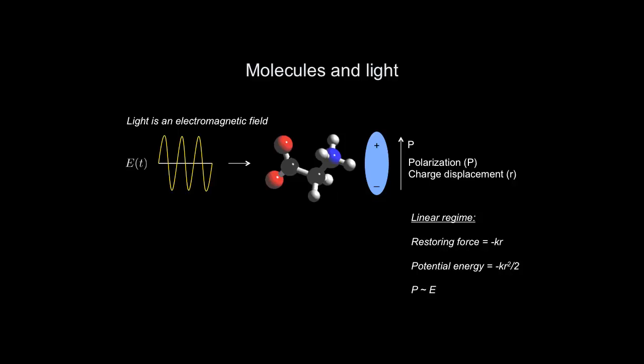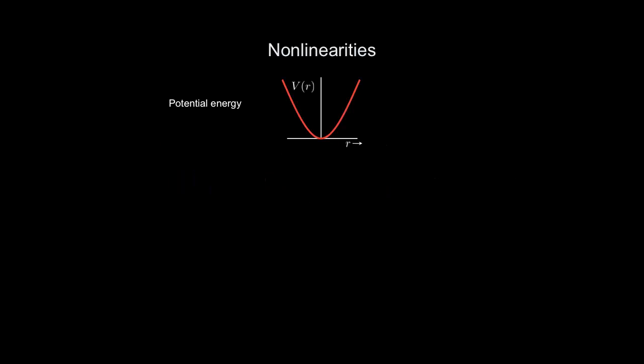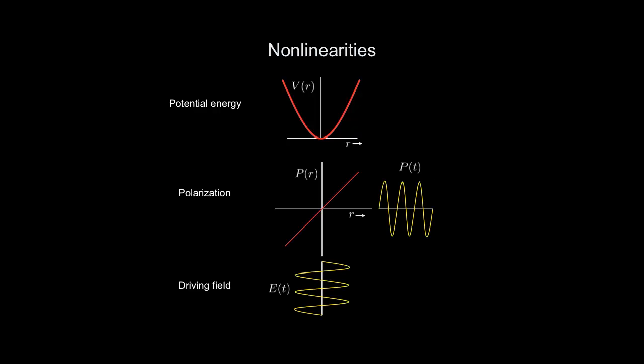restoring force that's proportional to the displacement. It's called Hooke's law, and the potential energy that's associated with this restoring force is proportional to this force and the displacement, so it has a quadratic dependence. So this summarizes the linear regime, what I just said. So in this linear regime, the polarization oscillates at the same frequency as the driving field.